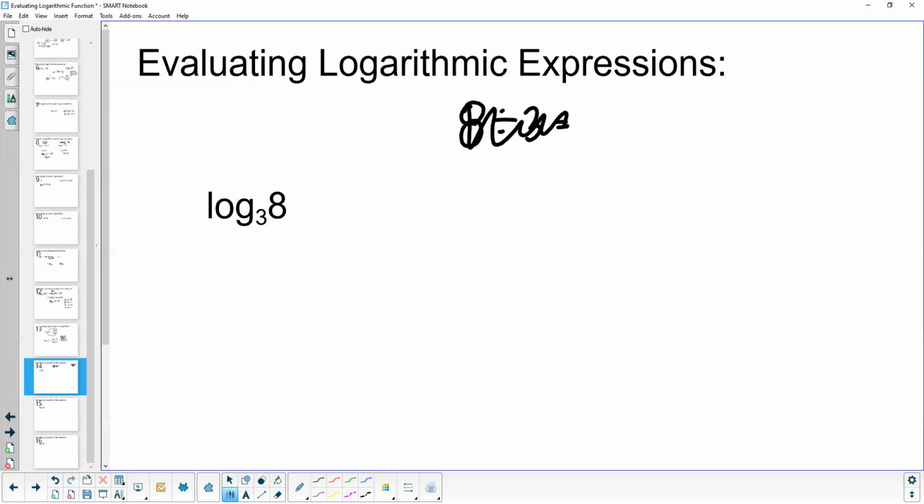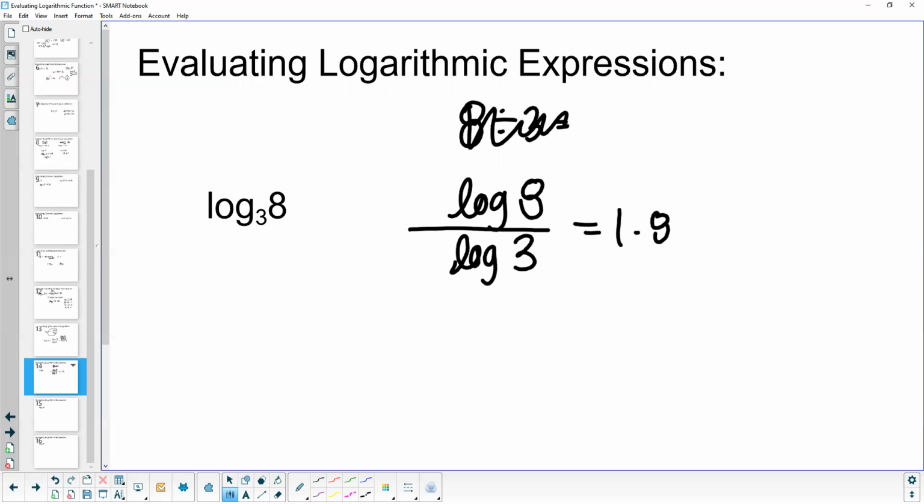Well, we can change the base. So that means I'm going to do the log of the number I'm putting in, or the number I'm dividing, 8, divided by the log of the number I would divide by, or my base, which is 3. Now in my calculator, if I do log of 8 divided by log of 3, what I end up getting is something like 1.8928, something like this.